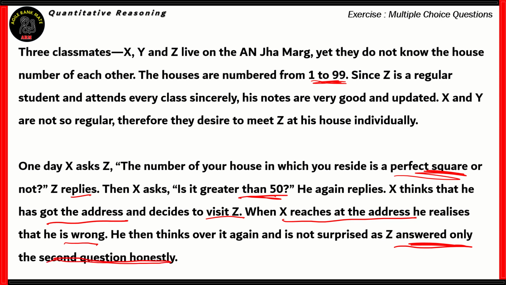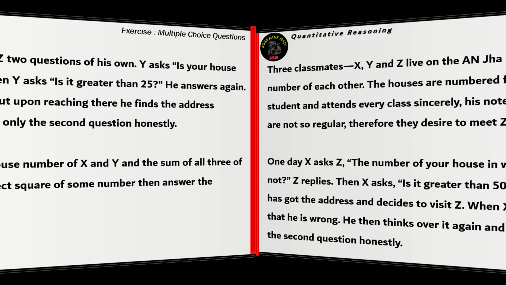So, here X thinks that he got the address. Now, in order for that to happen, if Z answered no for any of the questions, then he would have to ask again. However, since X thinks that he got the address, we assume that Z answered yes to both those questions.